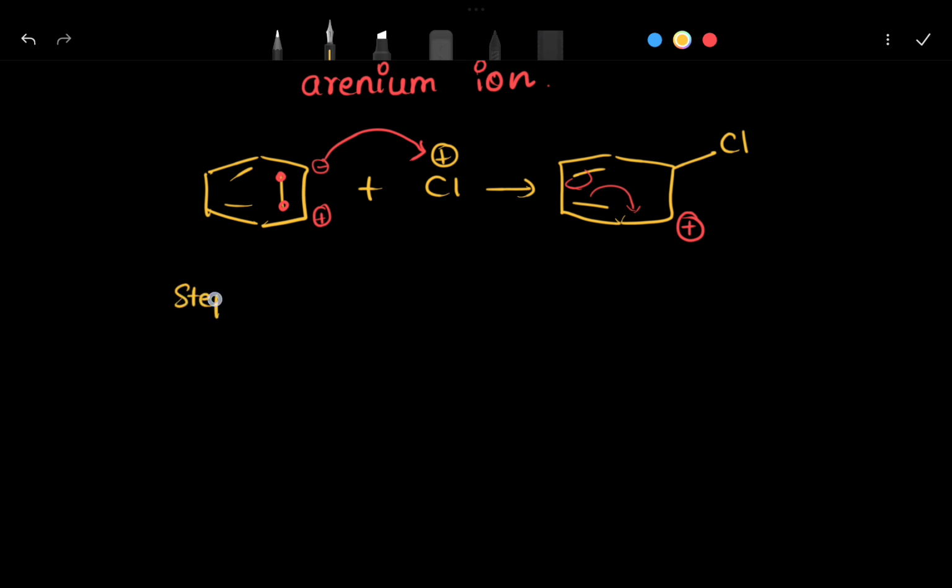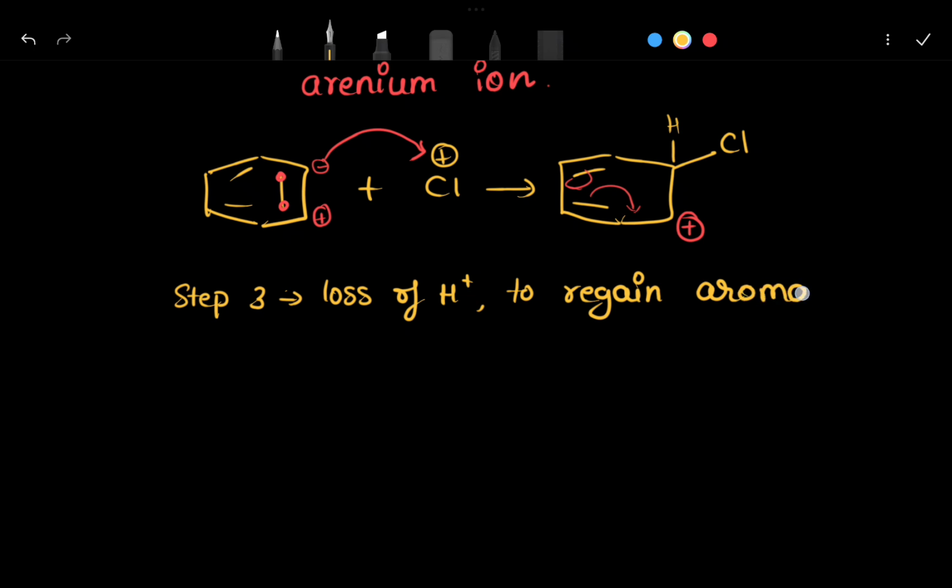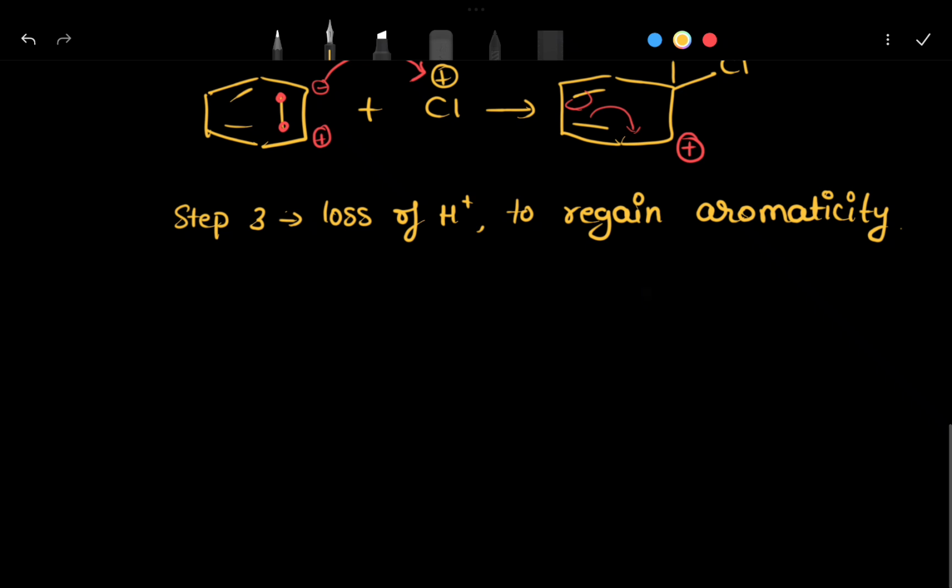And in the final step what will happen? See, if you see this one and this one, we know that aromatic compounds are more stable. So in the final step, basically what will happen? The hydrogen which is present here, this will be removed and these electrons will shift here, and again we'll be getting the aromatic compound here. So in the final step, loss of proton will take place to regain aromaticity. So this is the final step. Okay. So loss of proton to regain aromaticity.